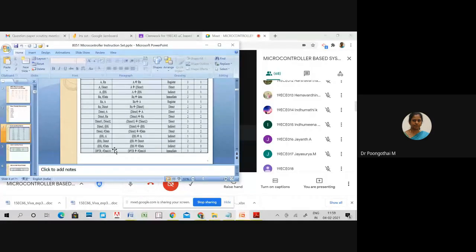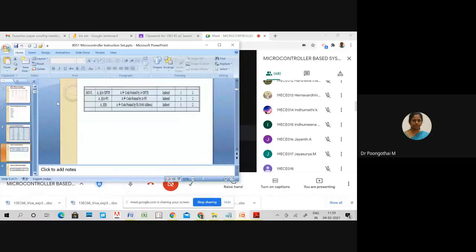So 16-bit data is transferred into DPTR. Immediate addressing mode, 3 bytes are required. It requires 3 bytes of addressable memory and 2 machine cycles are required to execute this instruction. Okay, so that's all about your MOV. Next one is the MOVC. So what is the operation of this MOVC?